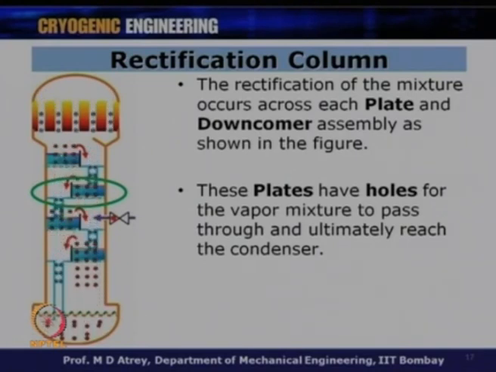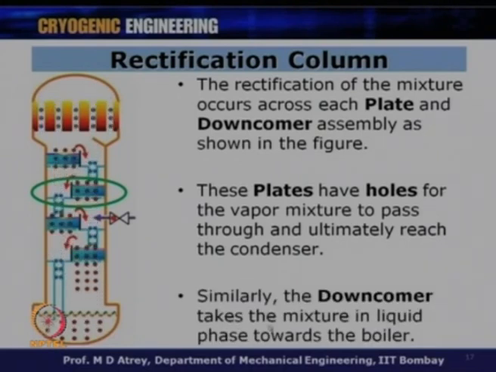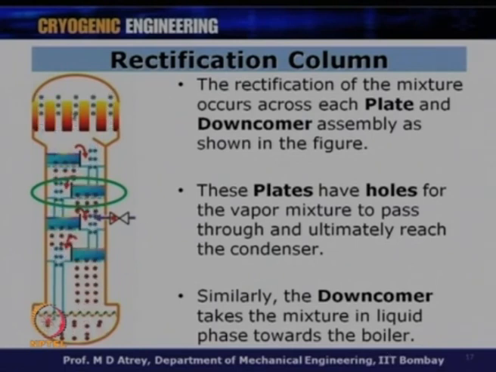earlier, the vapor which is rich in the low boiling component will try to reach the top, while this liquid which is flowing down on every plate will try to go to the high boiling component liquid at this point, which is nothing but the boiler. Similarly, the downcomer takes the mixture in liquid phase toward the boiler. So, the vapor will try to go to the top, while the liquid will try to come to the boiler.